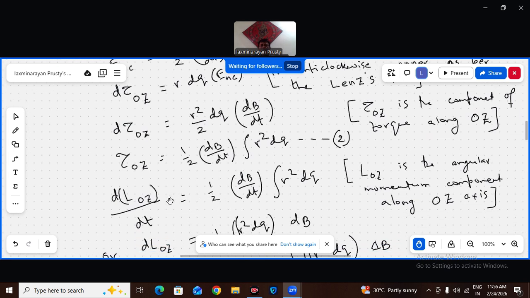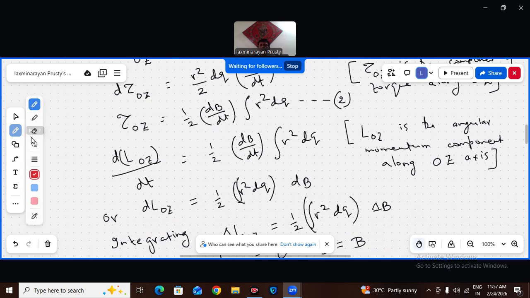That is nothing but, you must be knowing from the basics of rotational mechanics, the torque OZ is d by dt of L_OZ. L is the angular momentum, the component along OZ. So half dB by dt r square dq integration, that is torque OZ, that is also dL_OZ by dt. Yes or no?